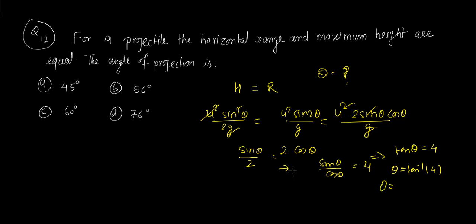From the calculation, the value of tan inverse 4 is near about 76 degrees. That's why the correct option is option D. Well, this much for this particular video.